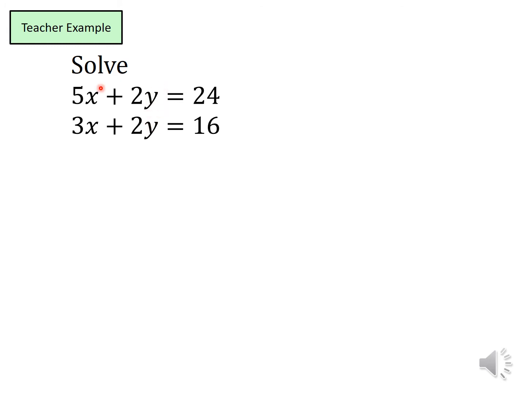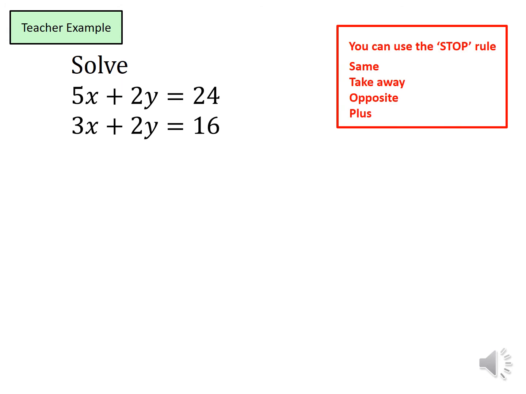To get rid of either the x's or the y's, we're going to be using the elimination method. For the elimination method to work, we need to have the same coefficient in front of one of them, so we need the same number before the letter. As I can see here, I've got 2y and 2y, so I'm going to be eliminating the y's first. I'm going to be using the stop rule: when the signs are the same, I take away, and if they're opposite, I plus.